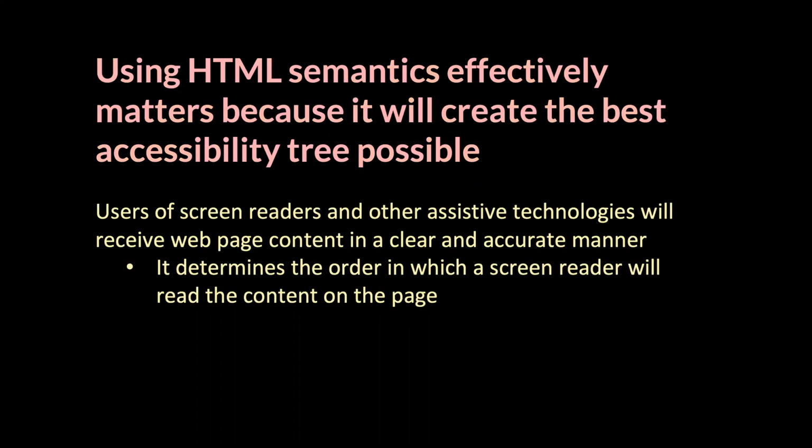Using HTML semantics effectively matters because it will create the best accessibility tree possible. Users of screen readers and other assistive technologies will receive web page content in a clear and accurate manner. It determines the order in which a screen reader will read the content on the page. And so the order of things is also important because a screen reader does not rely on visual elements to know where to read. As far as a screen reader is concerned, there are no graphics. There is no way to see the interface. All it does is read the content that's there.